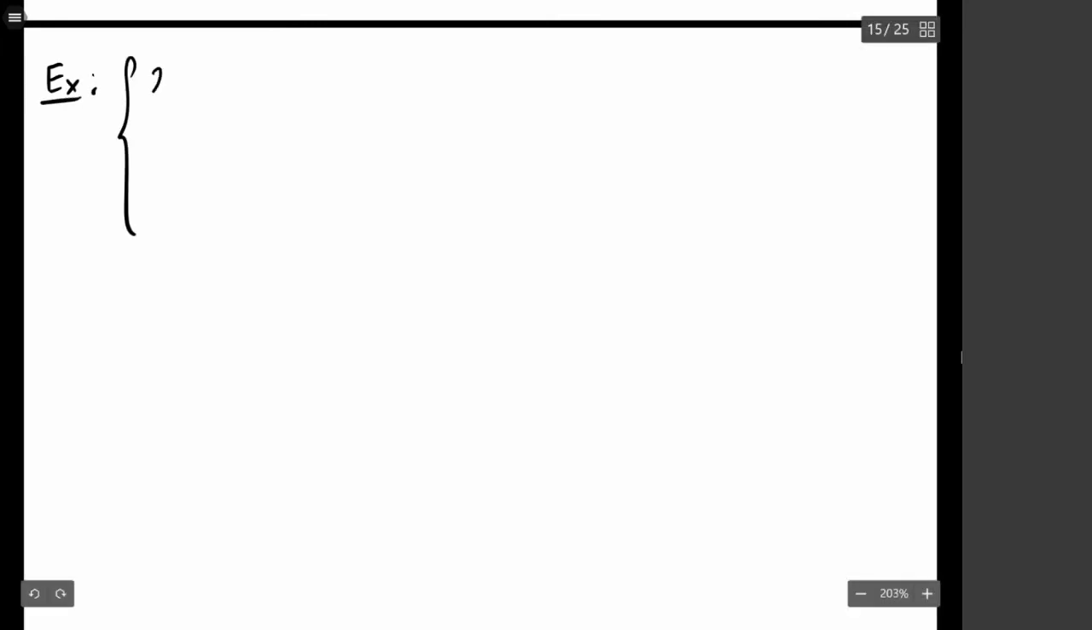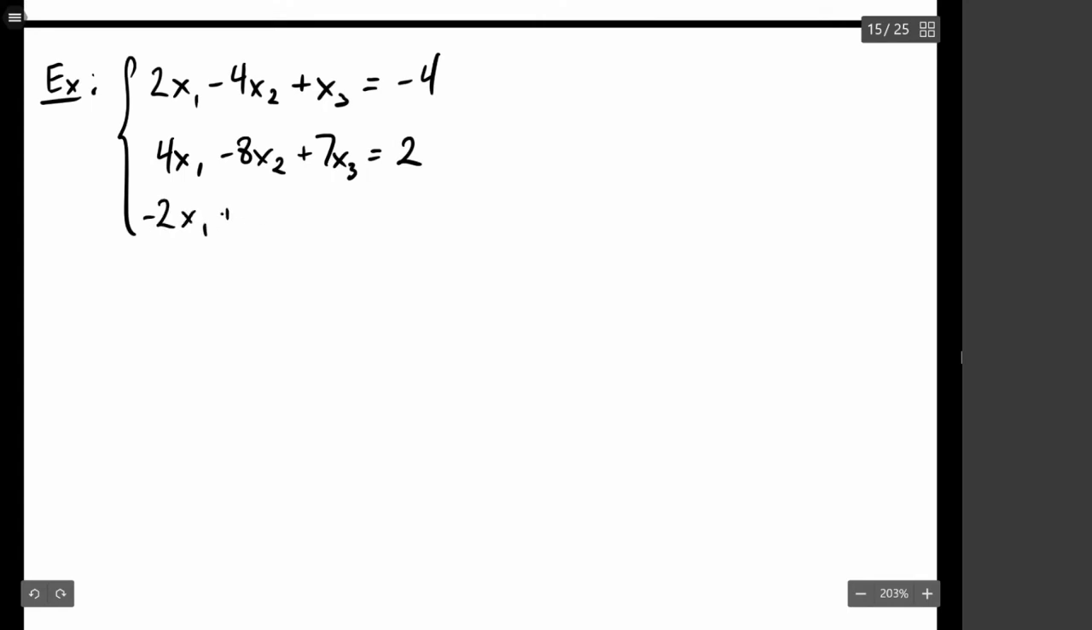All right, let's say we have the system 2x1 minus 4x2 plus x3 equals -4, 4x1 minus 8x2 plus 7x3 equals 2, and -2x1 plus 4x2 minus 3x3 equals 5. All right. So, with this, we're going to do the same thing that we've been doing.